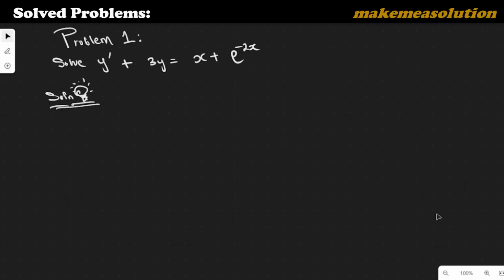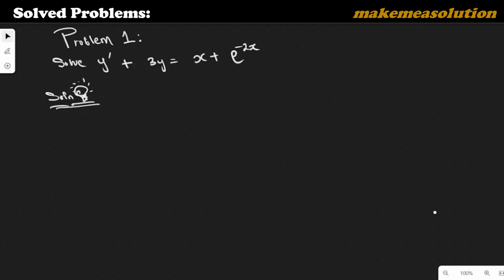Hello guys, welcome to the example aspect of linear first order differential equations. So we're going to begin with problem 1. Solve y prime plus 3y equal to x plus exponential minus 2x.